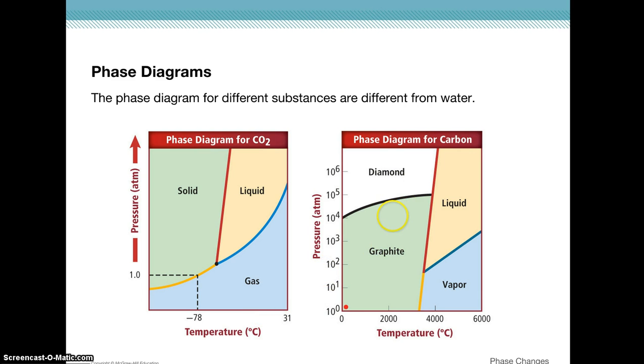This is a phase diagram for carbon. You can see to turn graphite into diamond, you would need really high temperatures and pressures, which you have heard about how diamonds are formed in the earth. So those are kind of visually looking at all the different phases and transitioning from one to the other.